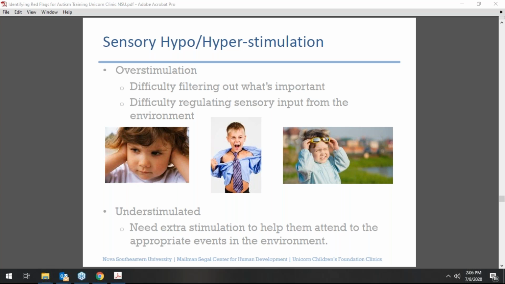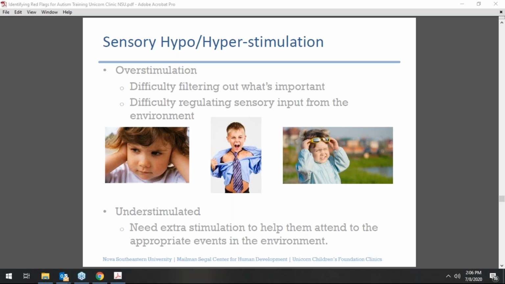And then we also have the children who are understimulated. So what does that mean? That means that they need extra stimulation from the environment. They need that extra stimulation to help them attend to the events in the environment. So what is this going to look like? Here, they're going to seek the environment for that sensory input. So you might see they're touching the walls repetitively. You might see they're touching the floors repetitively. You might see that they mouth things. You might see that they like the sensation of slime, water, Play-Doh, and they like to be touching different textures.